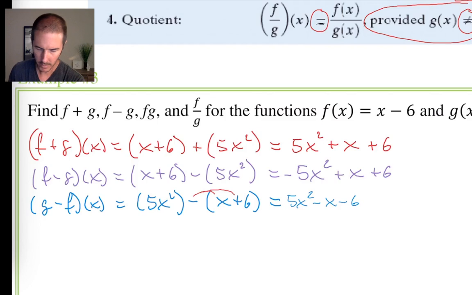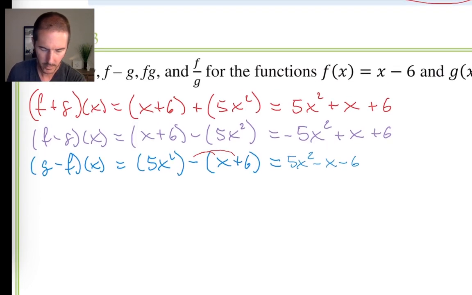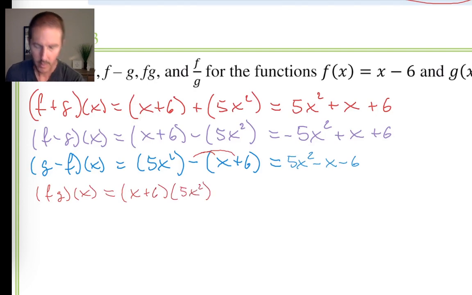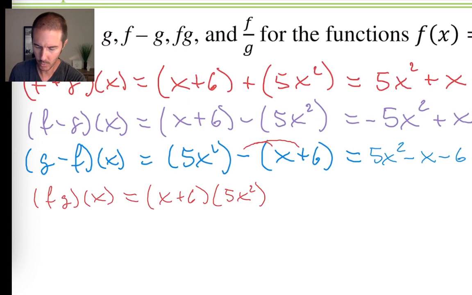All right, let's keep going and look at the product of our functions. f times g of x. Our f function was the x plus 6. Our g function is the 5x squared. This is something that you don't run into very often. But you should know that you're allowed to distribute from the right. We can, and we probably should, multiply this 5x squared into both of those terms in our function f.